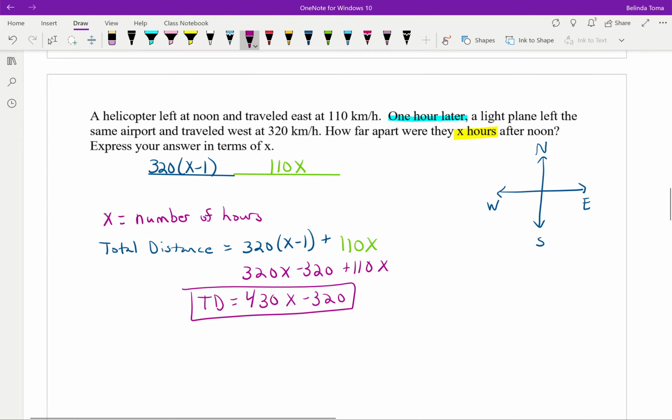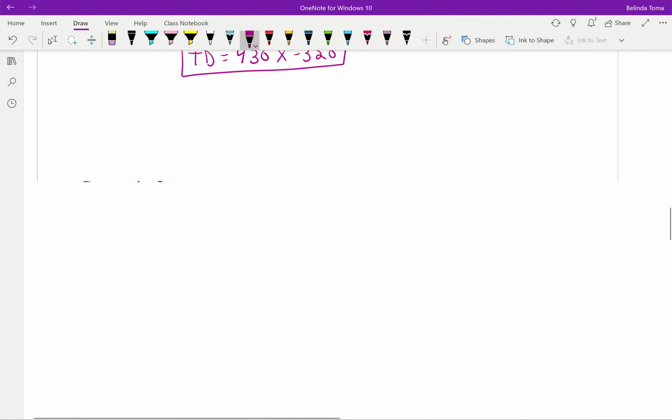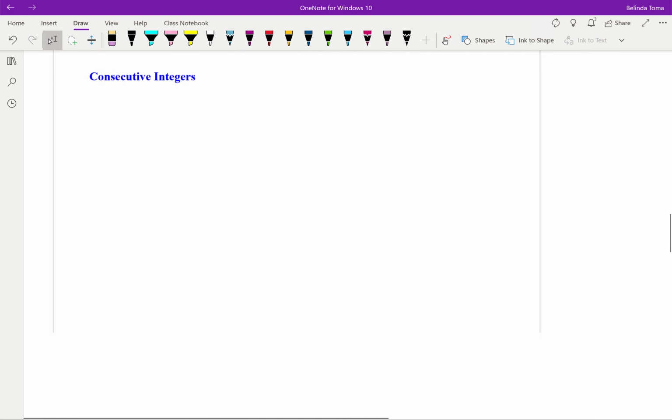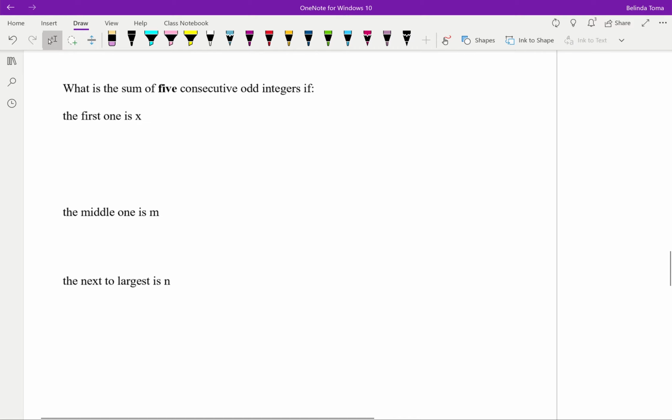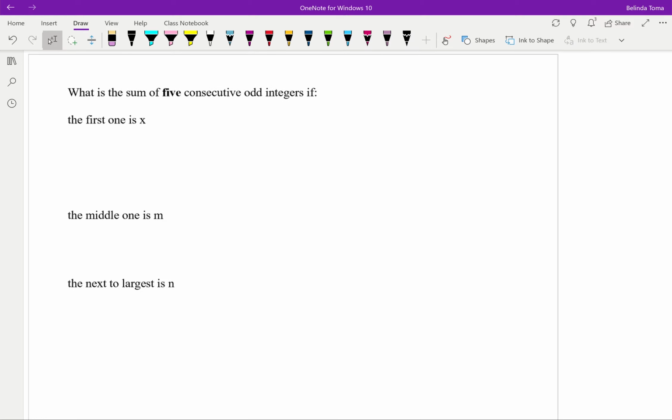All right, the next concept in 1.8 we have covered thoroughly. That is consecutive integers. So I'm going to skip the review for that and get right to an example problem, just to show how it's affected if we label our unknowns differently. So this says, what is the sum of 5 consecutive odd integers if the first one is x?